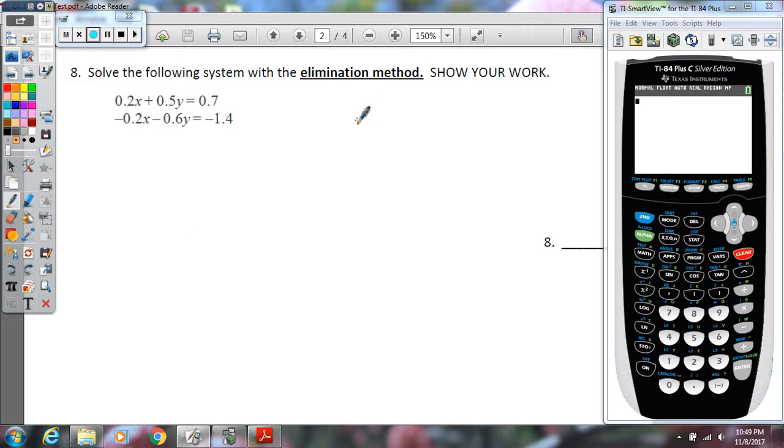For number 8, they ask us to solve it with the elimination method. Guys, if we're doing the elimination method, that's where we line everything up and we want to get a variable to cancel. So if I look at these two equations right now, are the x's lined up vertically? Yeah. Are the y's lined up? Yeah. The equal signs are lined up, and so are the plain old numbers. So I can go ahead now and do the elimination method.